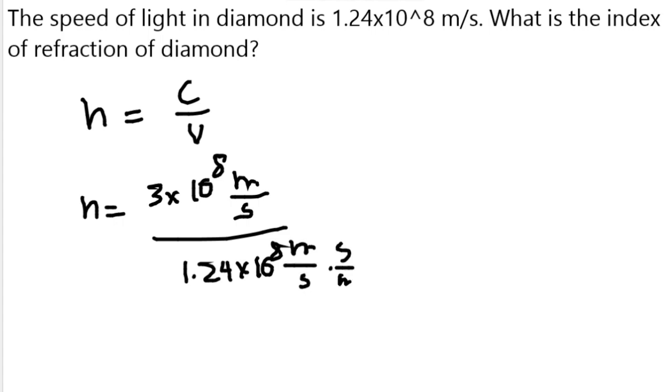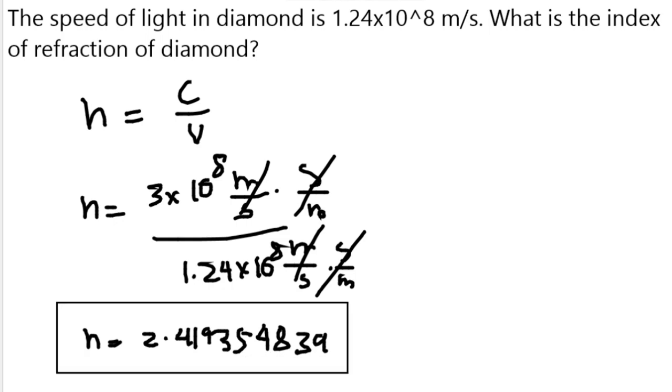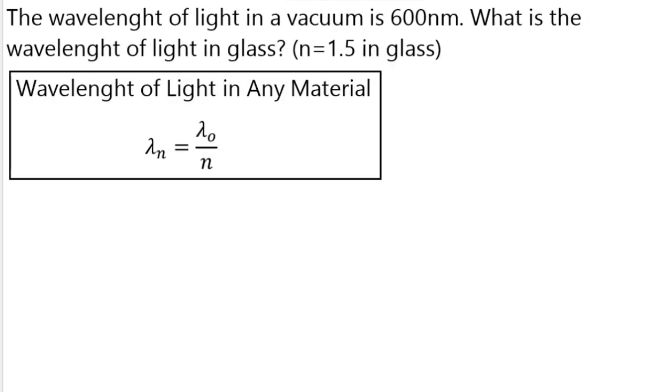So we can do this, and as we can see, the meters per second will cancel. So the index of refraction is unitless. So we're going to divide this, and what we got is 2.41934. So this is the index of refraction in diamond. So it is the highest.